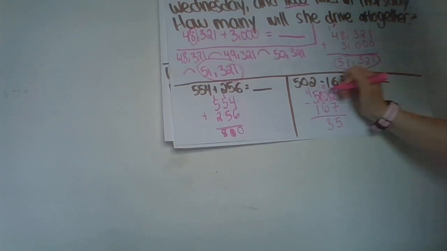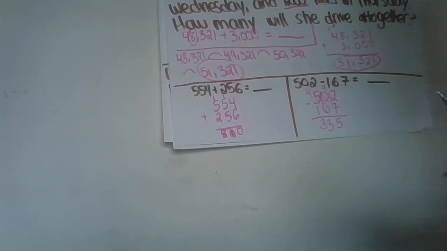9 minus 6 is 3. 4 minus 1 is 3. So my answer is 335.